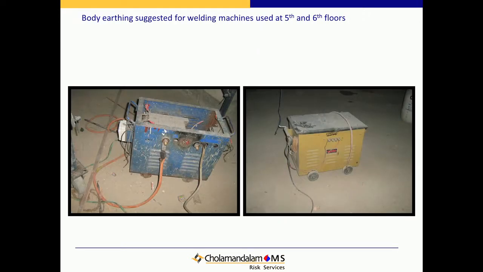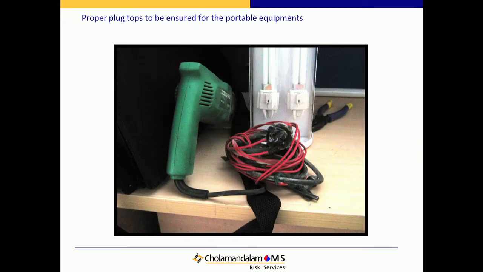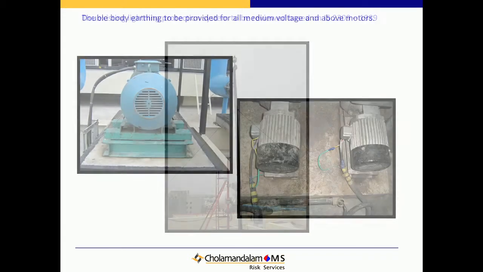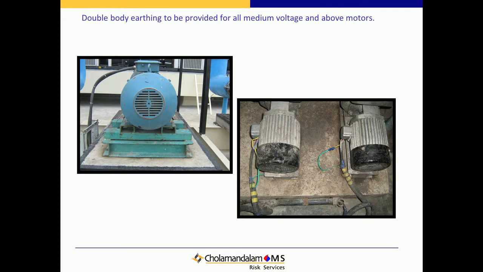And on the 6th and 5th floor, they are having this type of welding. So this is another source of ignition. Then this portable equipment like this, which can lead to sparks. Then the lightning protection system. Generally they have this, but it is not as per the IS standards, and whether it is adequate is questionable. Then earthing, body earthing has to be provided.